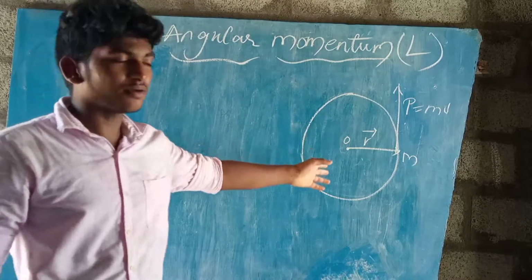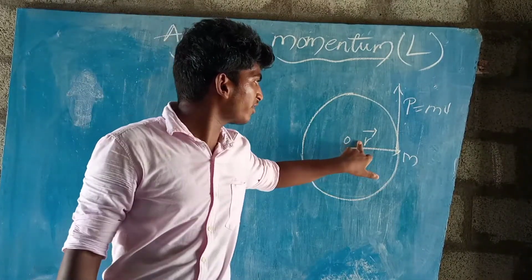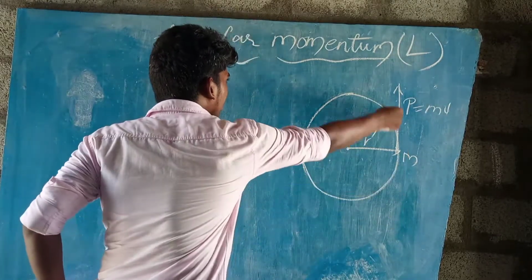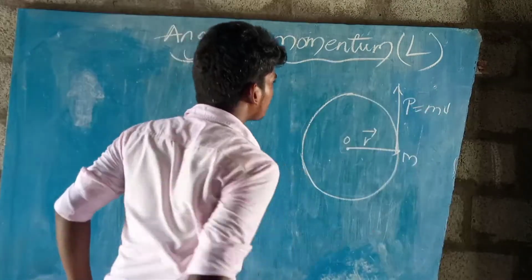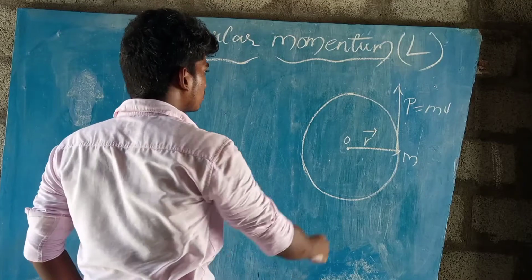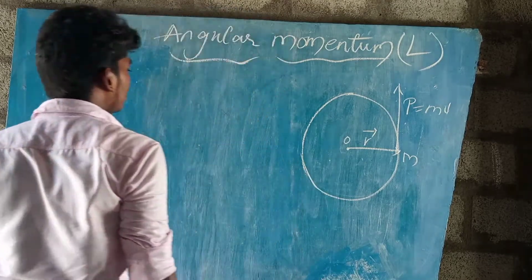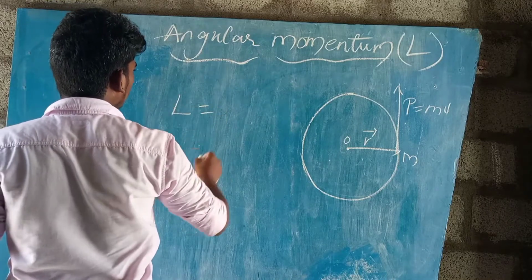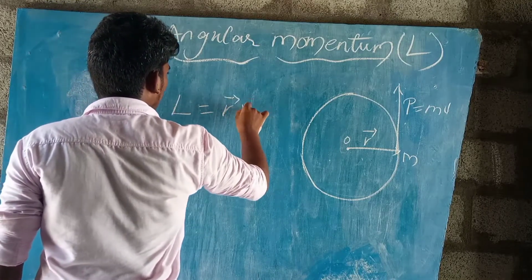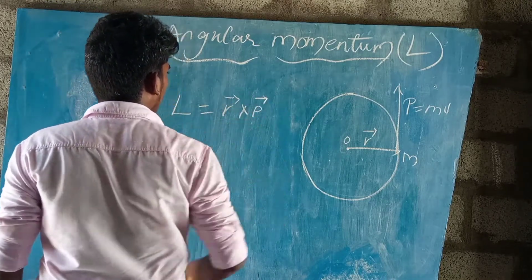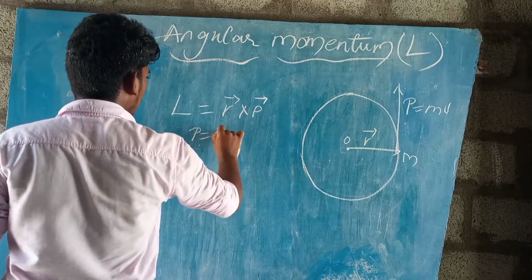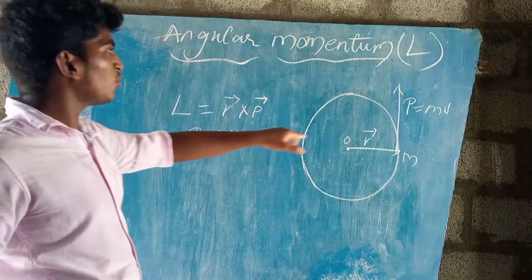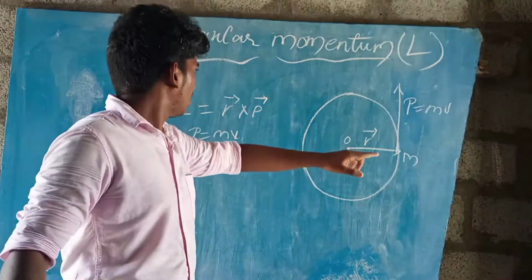As shown in the diagram, let r be the position vector of a particle of mass m moving along a track with momentum p about a fixed axis O. Then the angular momentum is represented by L is equal to r times p. p is equal to mv, and this is the linear momentum of that particle.